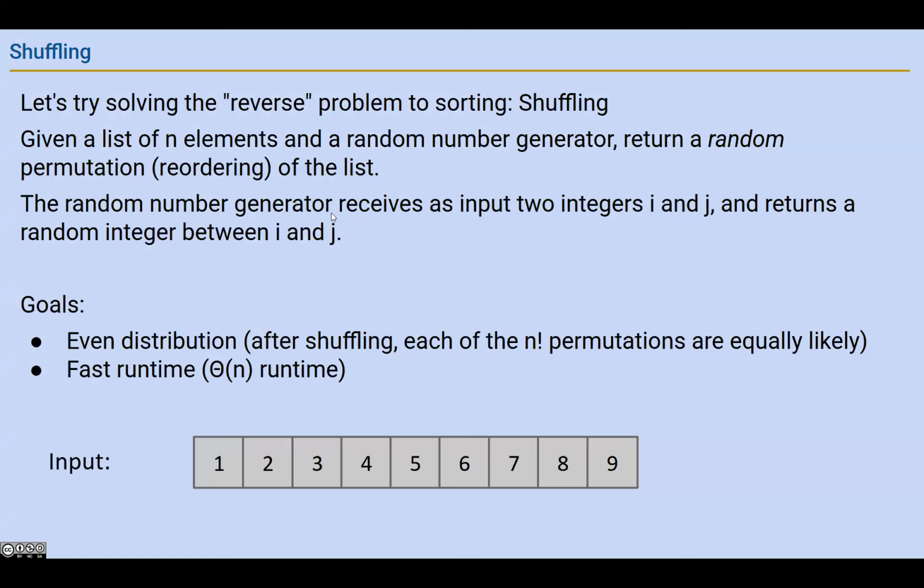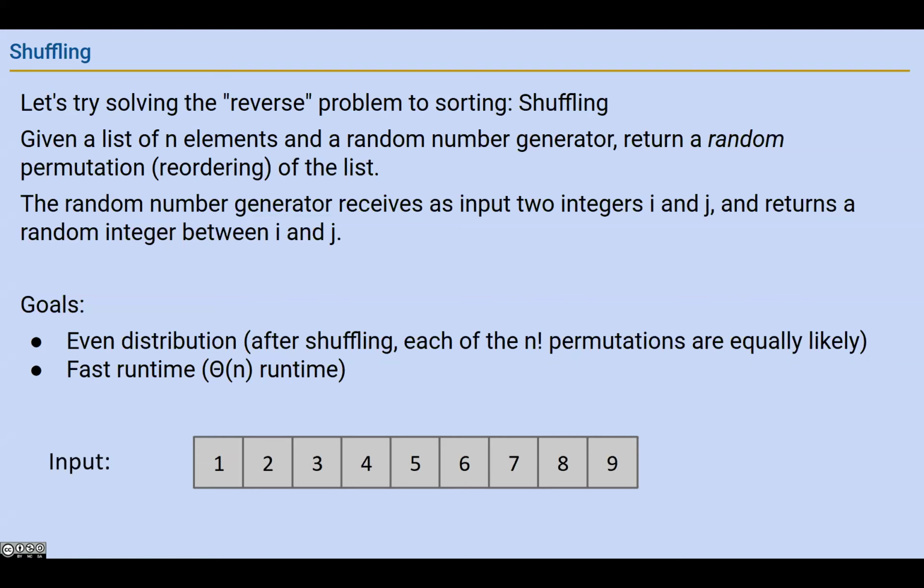Now let's try a new problem. Let's talk about shuffling. When we want to shuffle a list, we're given a list of items and a random number generator, and our goal is to return a random permutation of the list. The random number generator works like this: you give it a number between i and j, and it gives you a random number between i and j. Your goal is to get an even distribution of the items and a fast runtime. Ideally, we want theta n runtime, and we want to guarantee that every single possible permutation is equally likely.